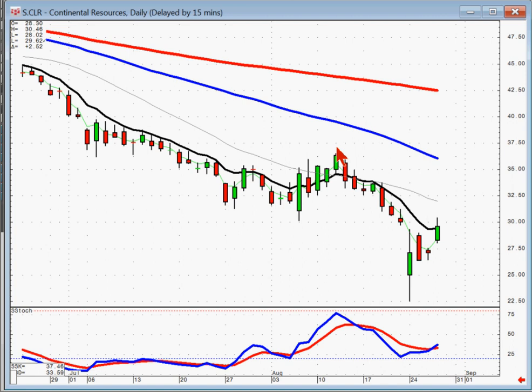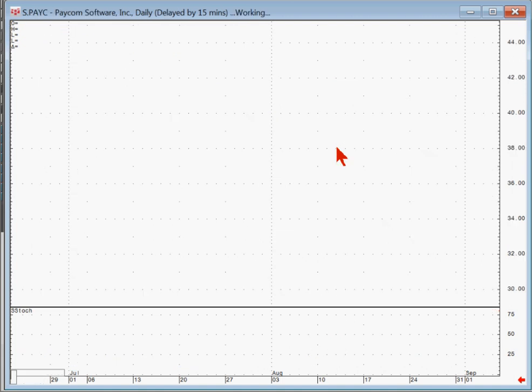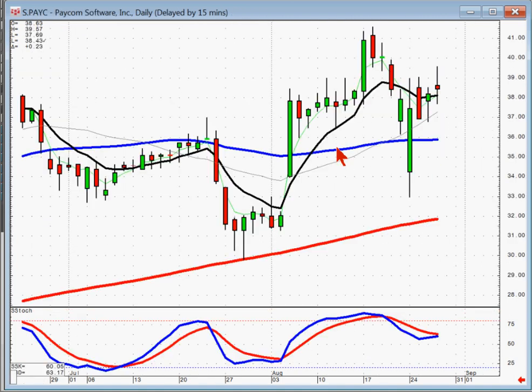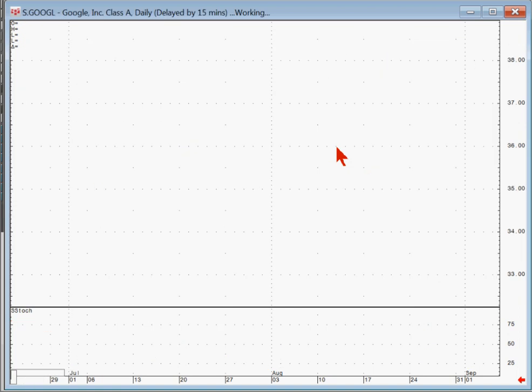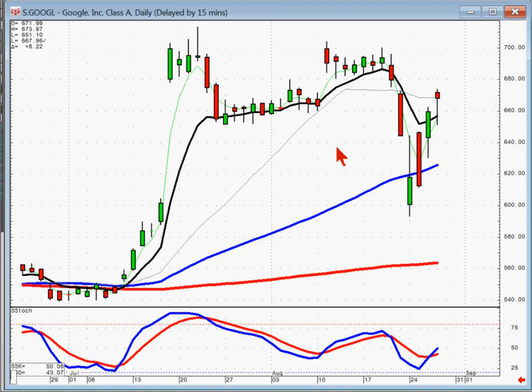CLR, you can buy this one on positive trading. You had that doji gap up today, and you're right at the T-line. PAYC, another one you can buy on positive trading. It has to open positive tomorrow. If it opens lower and starts trading back below the T-line, you don't want to be in it. You're in a sideways mode. Google L, kind of the weak sister of all the biggies, but it closed back up above the T-line, so you can stay long on this one.